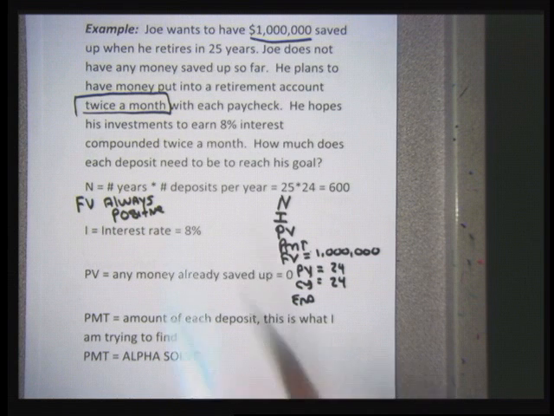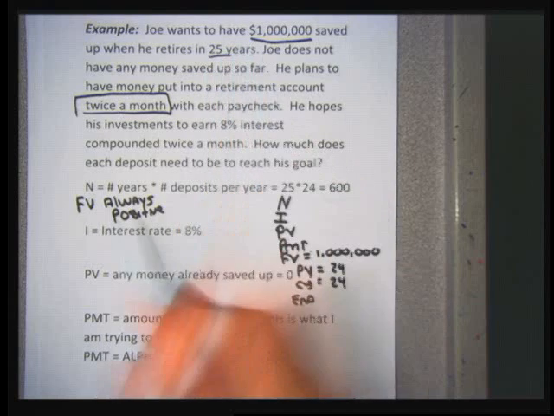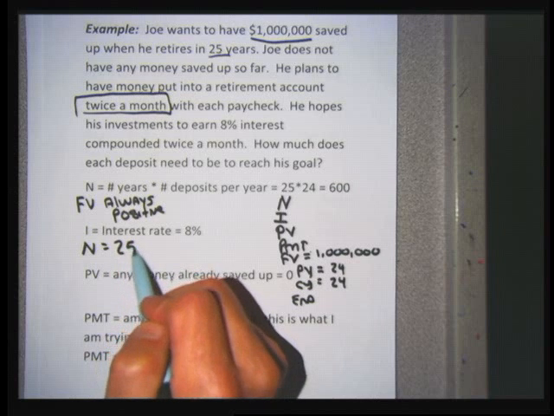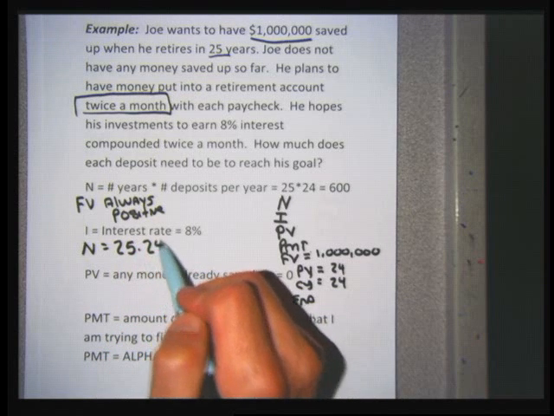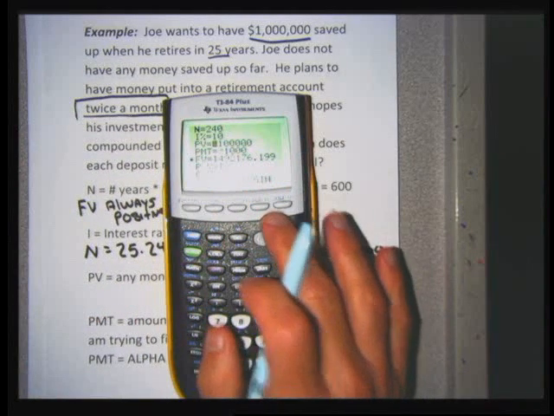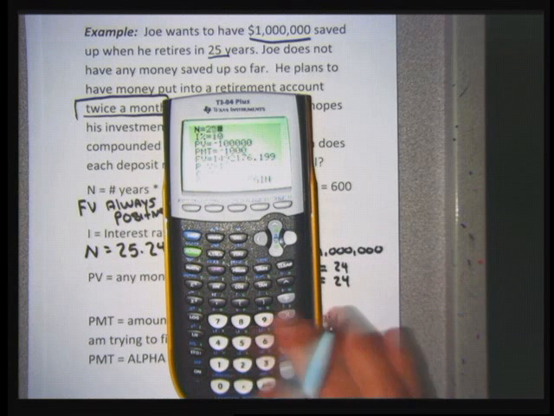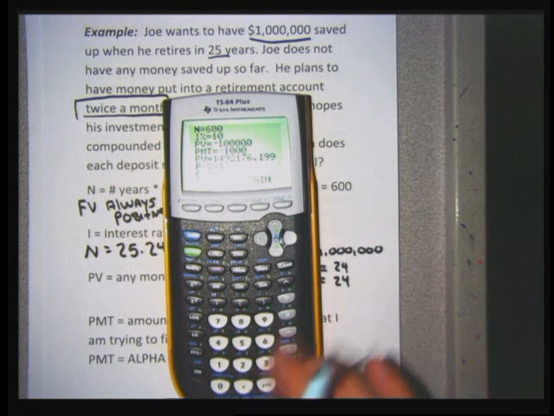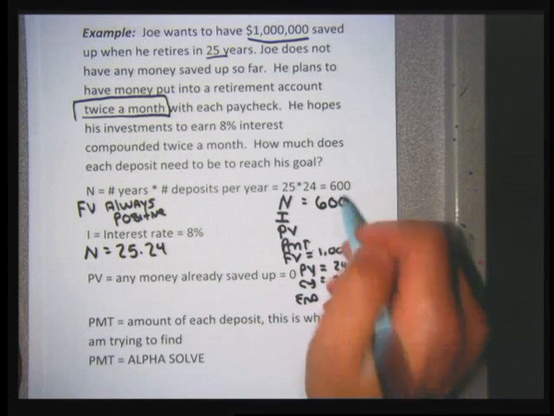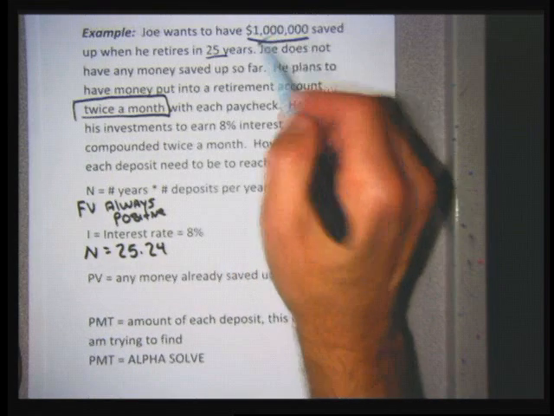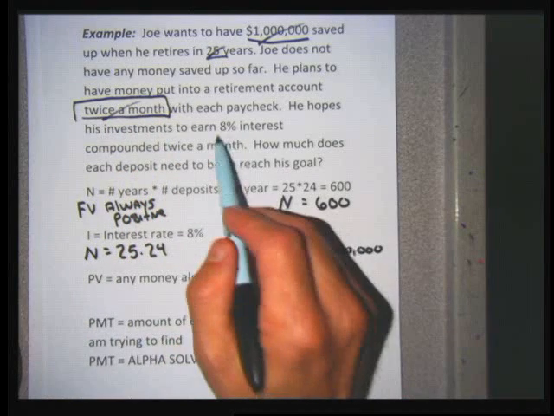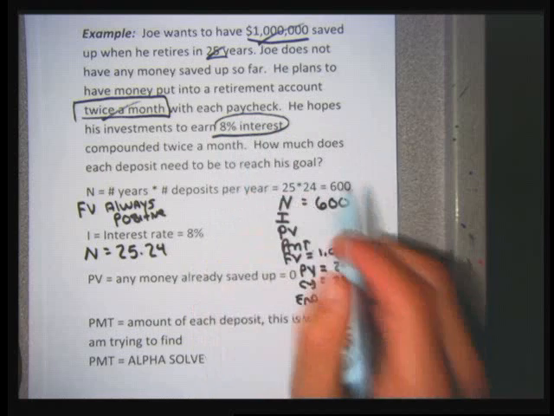The next number I see is the number of years, and I use the number of years to get my N. The N is the number of years times the PY. So my N is going to be 25 years that he's saving up times the PY of 24. And again, I just go up to the N, get my cursor flashing there, and I type 25 times 24 in for that, and I get 600 for the N. So I got through the $1 million, I got the 25 years done, I got the PY and the CY. Next thing I see is 8% interest rate. That's going to go in for the 8.